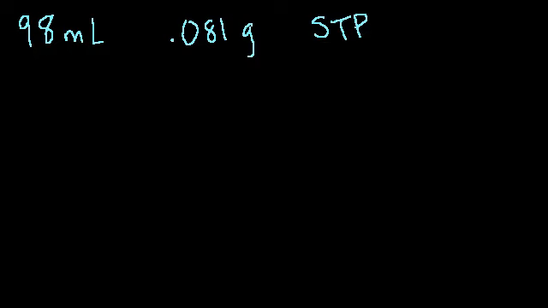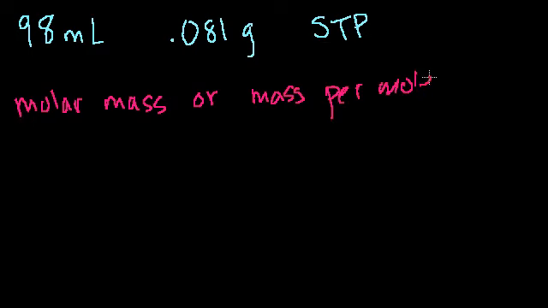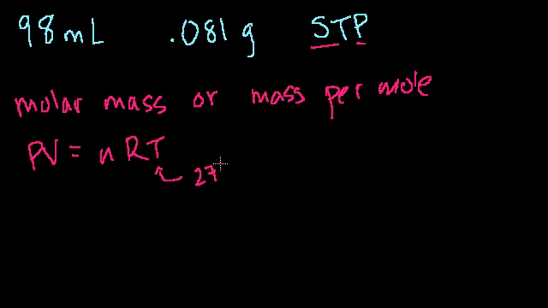So they want to know the mass per mole. So molar mass, or the mass per mole. Now, we could just substitute this into PV is equal to nRT. We know what standard temperature and pressure are. Standard temperature is 273 degrees Kelvin. Standard pressure is 1 atmosphere. And then, of course, they're giving us 98 milliliters. And then you can just solve for how many moles we have. And actually, maybe I'll do that.